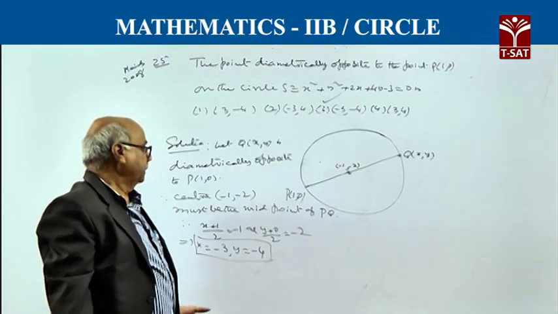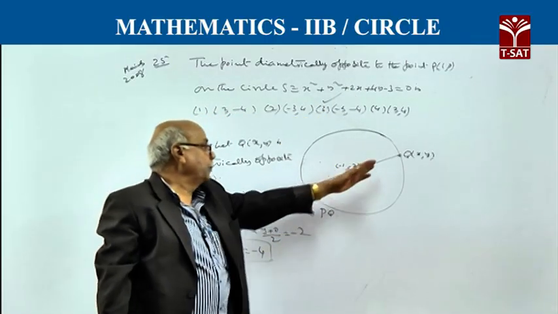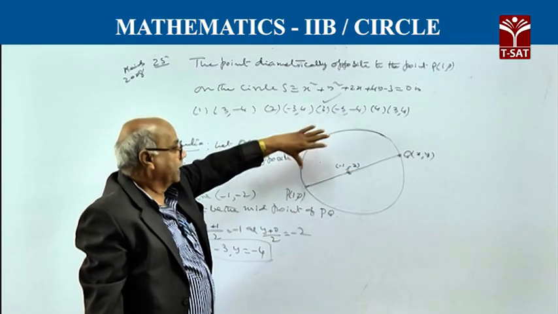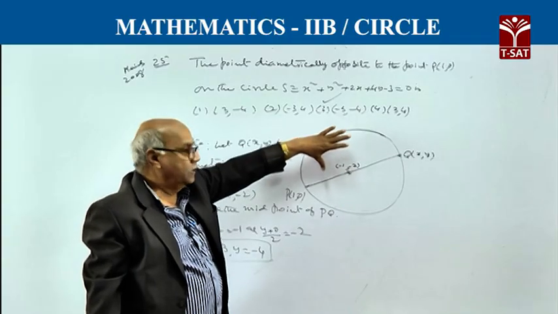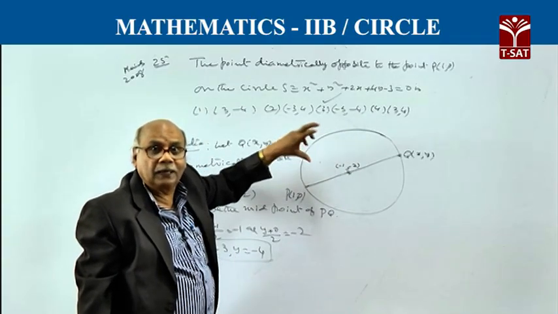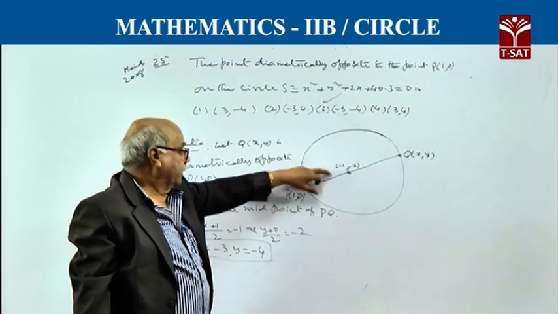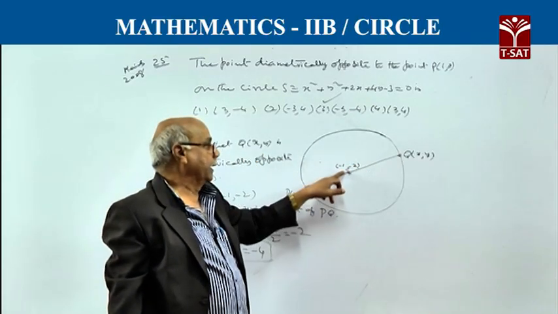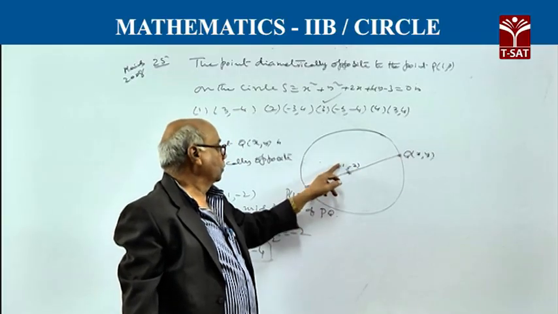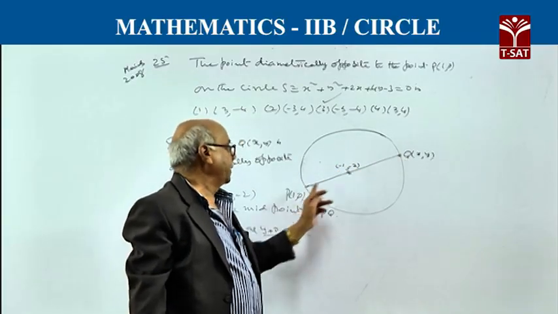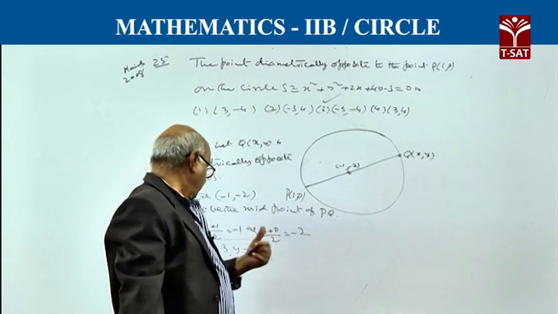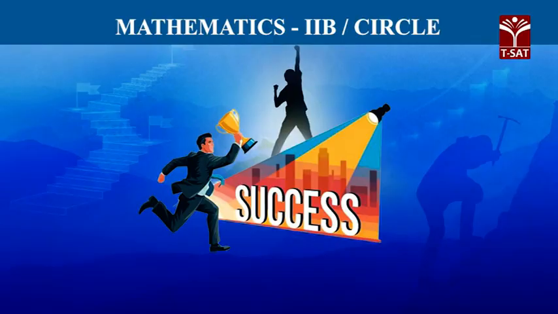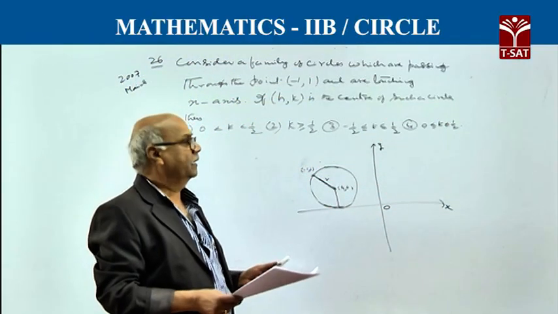So, that is the diametrically opposite point Q(x, y) to the point P(1, 0), because for any circle, a diametrically opposite point means the center must be the midpoint of the diameter, and one end is (1, 0) and the other end is (x, y). This must be the midpoint. So (x plus 1) by 2 is equal to minus 1 and (y plus 0) by 2 is equal to minus 2. So from which you will get x is equal to minus 3 and y is equal to minus 4.